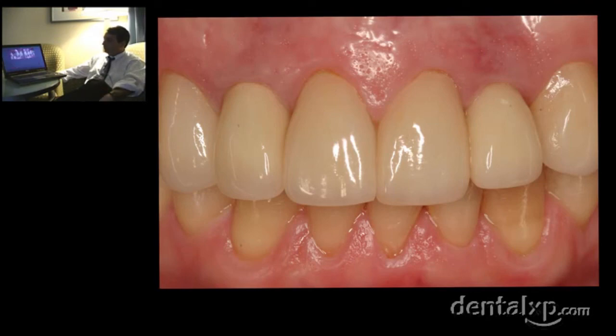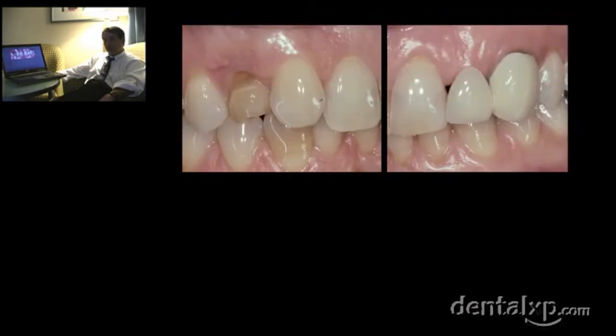So here we're looking at the before situation, the canine in the wrong spot.